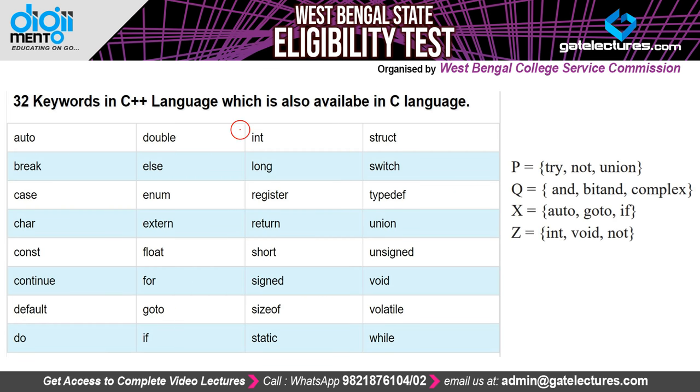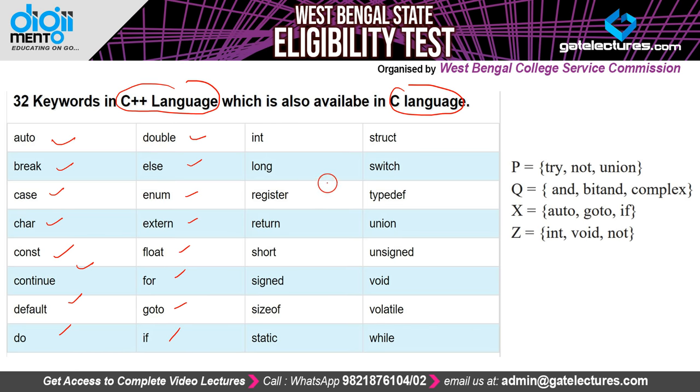Now you can see in this video, I have taken the keywords which are present in both the C language as well as the C++ language. In both cases, these keywords exist: auto, break, case, char, const, continue, default, do, double, else, enum, extern, float, for, goto, if, and so on.